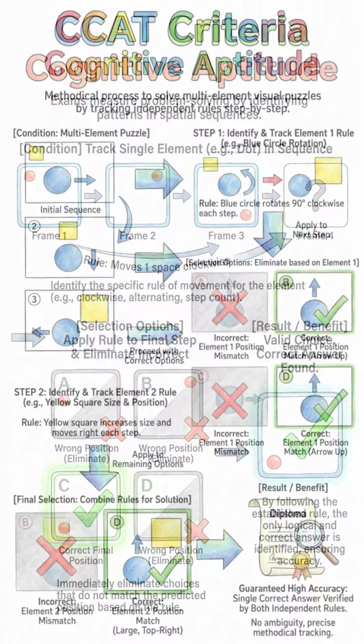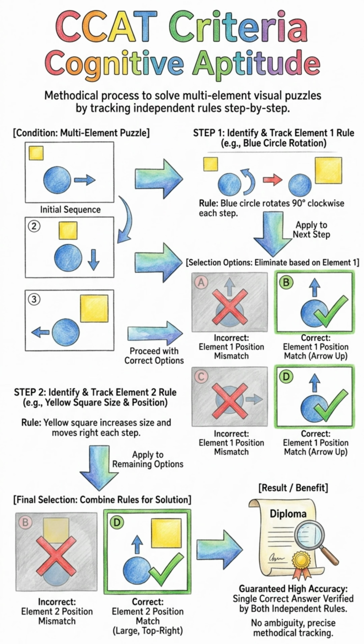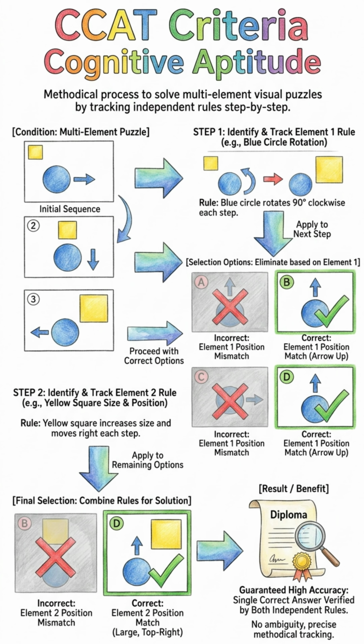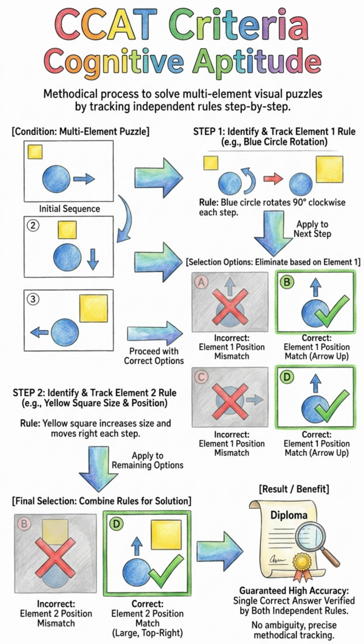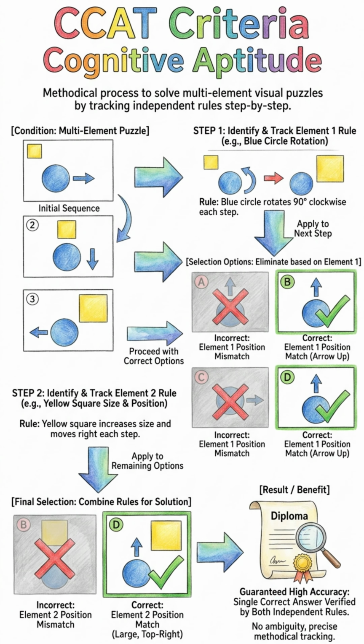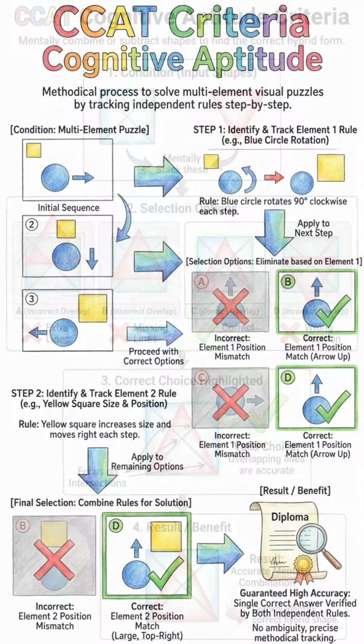After you have eliminated answer choices based on the first element, you repeat the process with the second element, such as the white square. The second element will always have its own distinct rule of movement, completely independent of the first element. It might be rotating by 90 degrees each time or changing its size from large to small. By combining the known final position of the first element with the known final position of the second element, you will find that only one correct answer remains. This methodical, step-by-step tracking guarantees high accuracy.